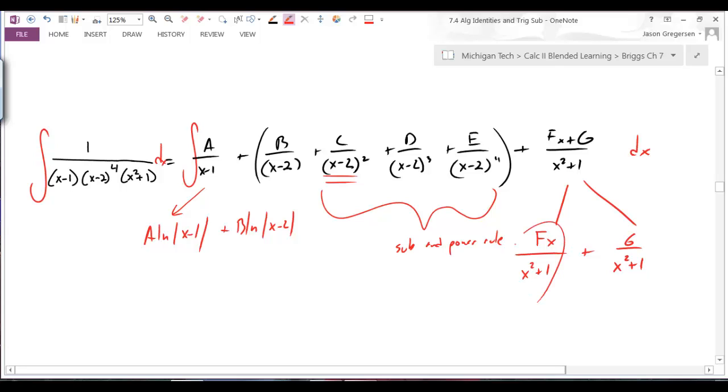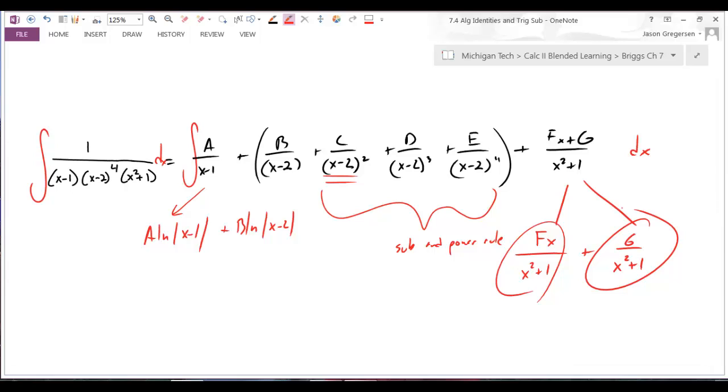Can I do this integral? Again, that's also a substitution. If I take the derivative of x squared plus 1, it's going to look something like x. X is a factor. I can do substitution here. How about this one, though? Can't do substitution here. I don't have that x factor that I need. I can't factor the denominator. I can't use partial fractions.